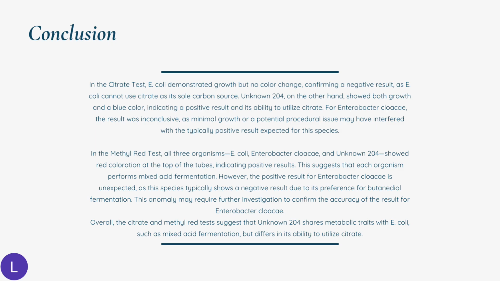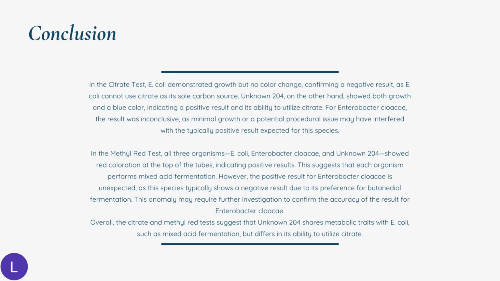Moving on to the methyl red test, all three organisms, E. coli, Enterobacter cloacae, and unknown 204, show a red coloration at the top of the tubes, indicating a positive result. This suggests that each organism performed mixed acid fermentation. However, the positive result for Enterobacter cloacae is unexpected, as this species typically shows a negative result due to its preference for butanediol fermentation, which would be seen in the VP test. This anomaly may require further investigation to confirm the accuracy of the result.